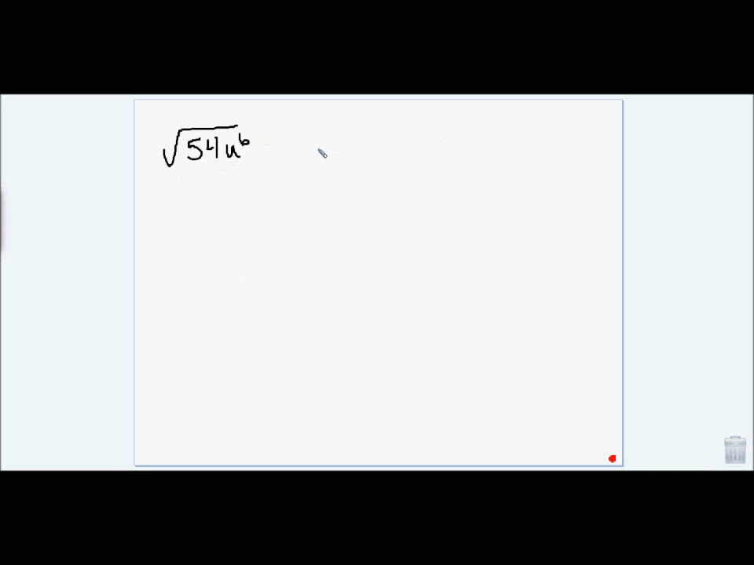Last problem, 54. I know is 6 times 9, and 9 is a perfect square. I'll divide this exponent by 2. So I can pull out the 3 for the square root of 9, u to the 3rd times root 6.